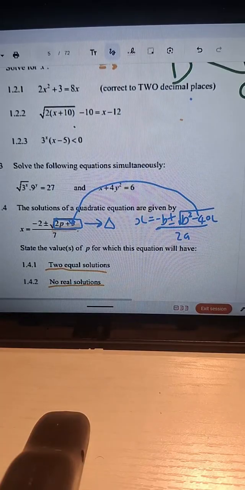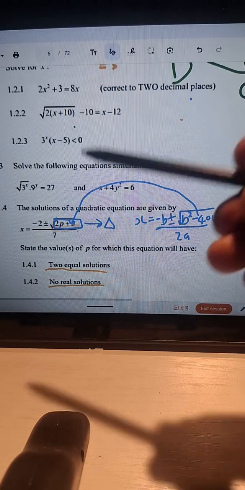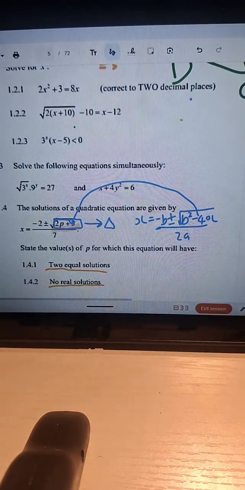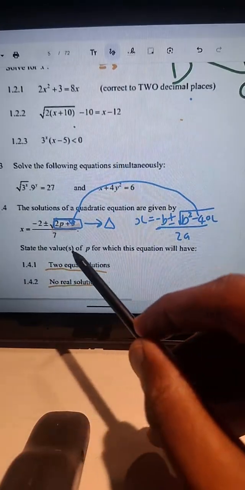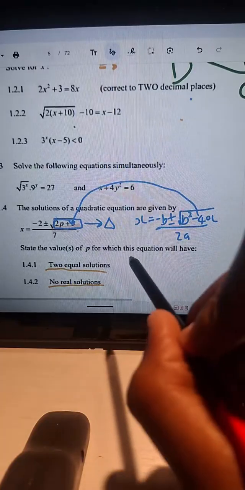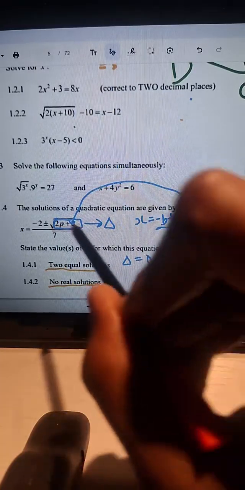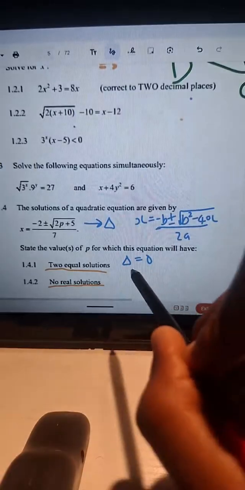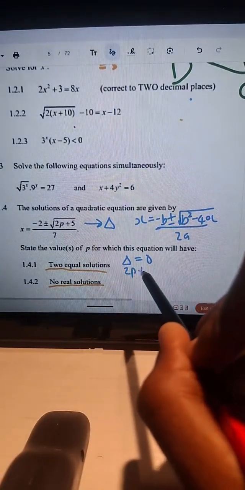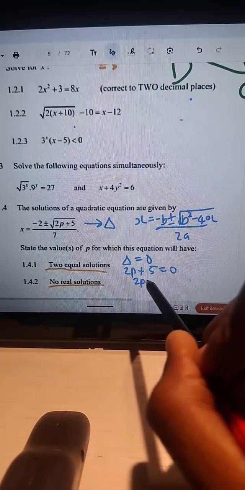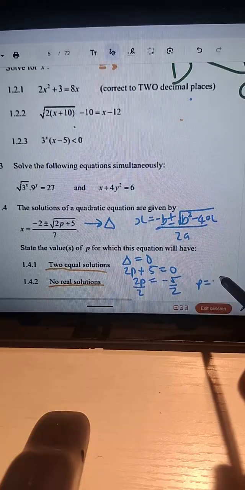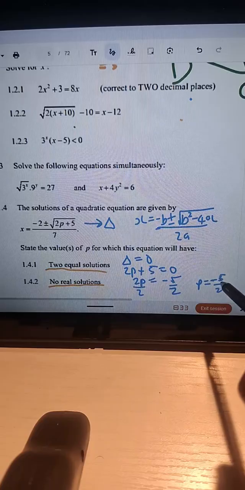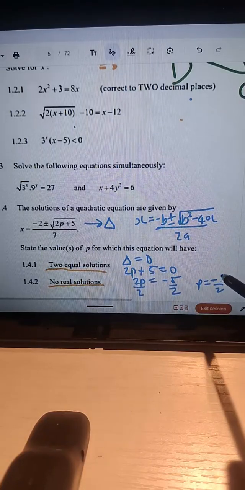So what's beautiful here, we don't have to go and find the equation, then find delta by substituting a, b, and c. That delta expression is underneath the square root. We just go and harvest it. Okay. And then they are saying state the values of p for which this equation will have two equal solutions. Remember, when they say two equal solutions, that means delta is equal to 0. So let's go take and harvest what's underneath the square root. What is underneath the square root? 2p plus 5. We just equate that to 0. Then we solve. And that's it. p is equal to negative 5 over 2.